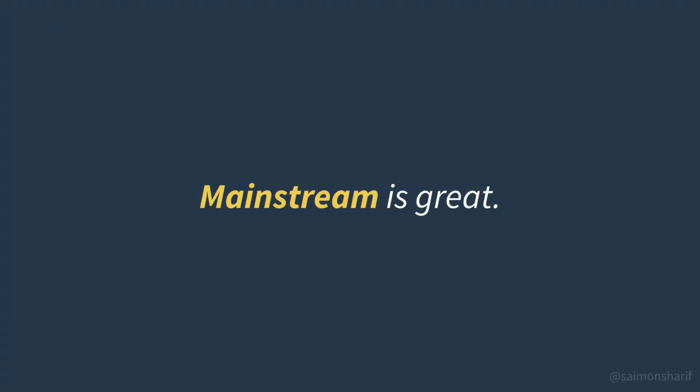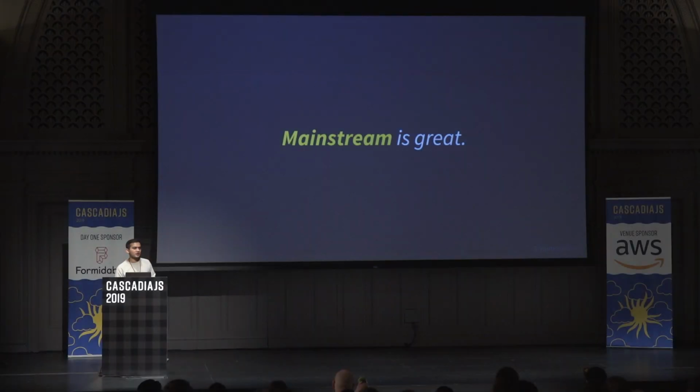So this is a personal opinion alert, but I think mainstream technologies are great. There's a lot of risk with using bleeding edge or not fully baked libraries, especially with production code bases. When writing code at work, I'd much rather use a mainstream library.